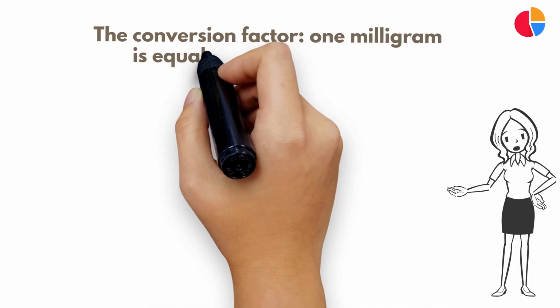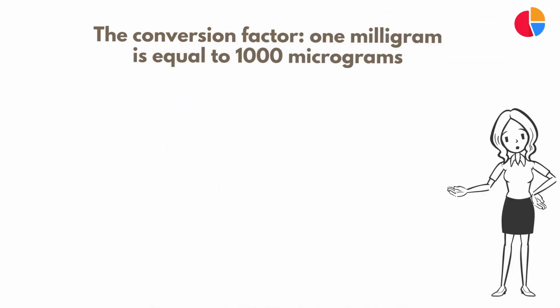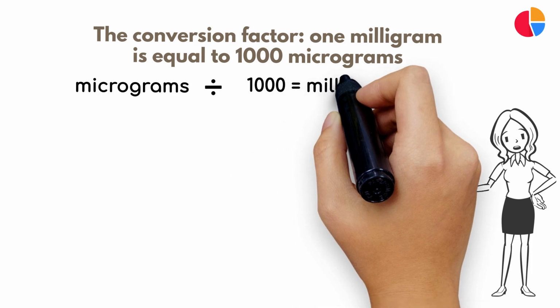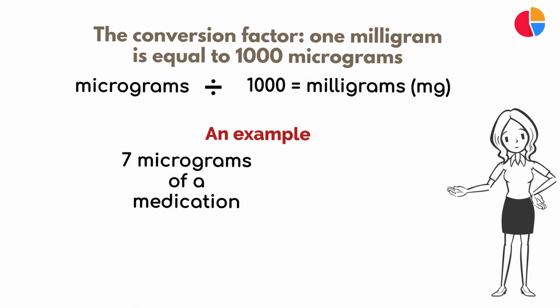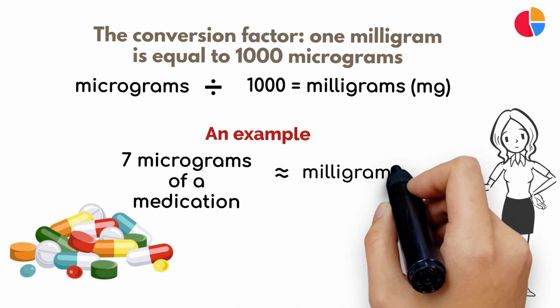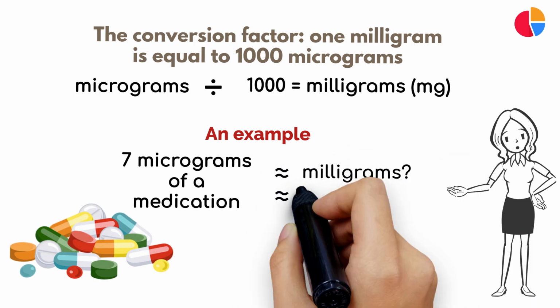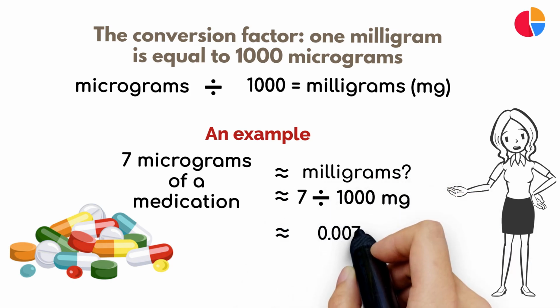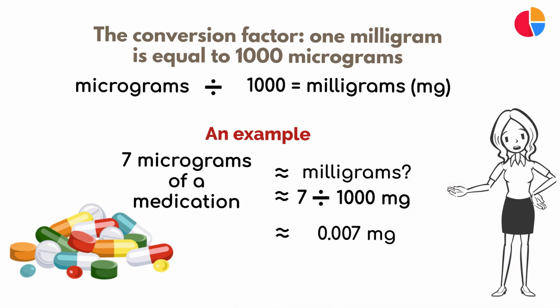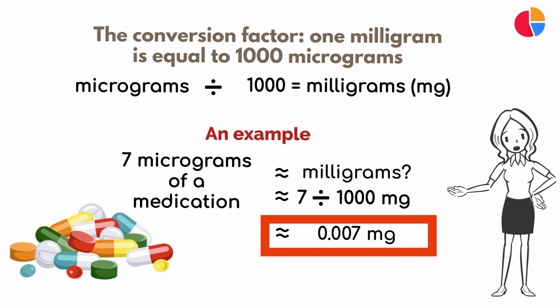First, let's review the conversion factor. 1 milligram is equal to 1000 micrograms. To convert micrograms to milligrams, all you need to do is divide the number of micrograms by 1000. Let's walk through an example. Say you have 7 micrograms of a medication that you need to convert to milligrams. We start by dividing 7 by 1000. This gives us approximately 0.007 milligrams, and that's it, we're done. 7 micrograms is equal to approximately 0.007 milligrams.